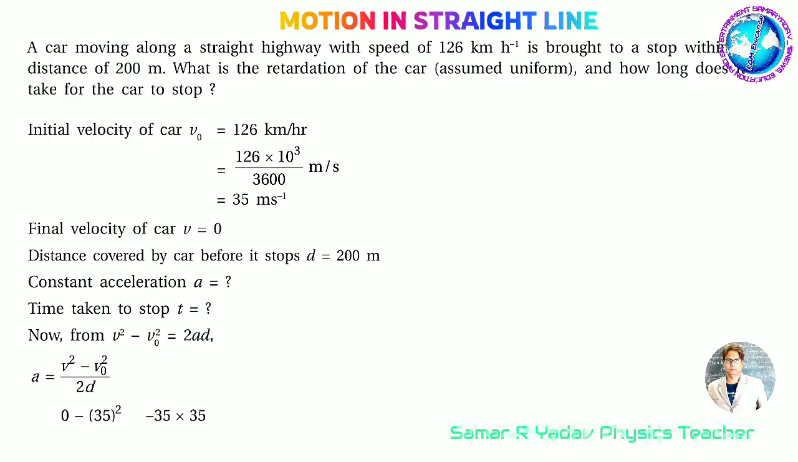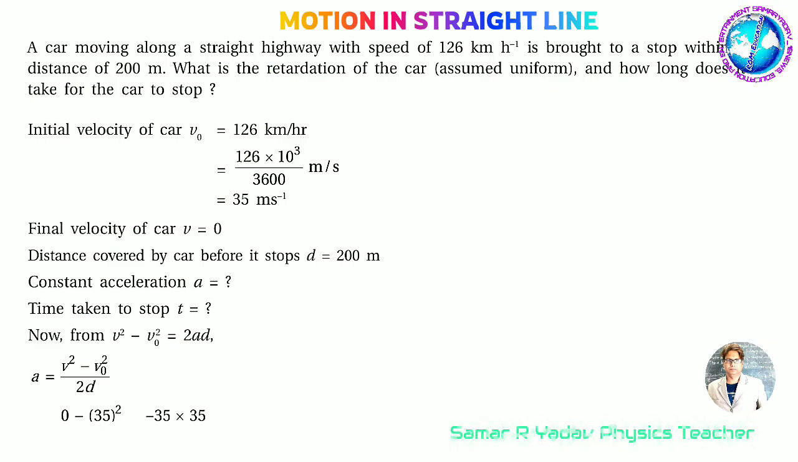A car moving along a straight highway with a speed of 126 km per hour is brought to a stop within a distance of 200 meter. What is the retardation of the car, assumed uniform? How long does it take for the car to stop?